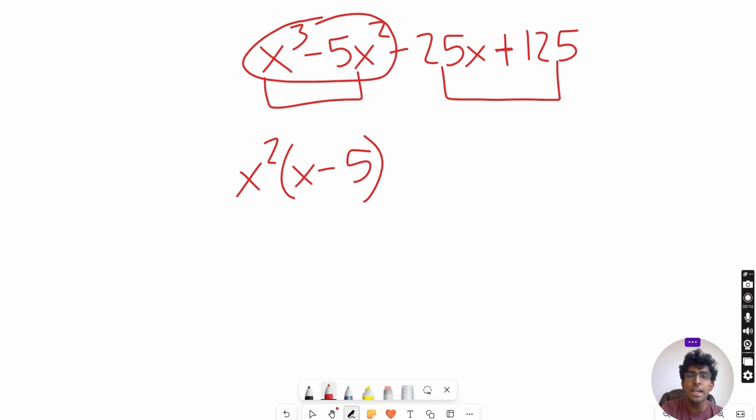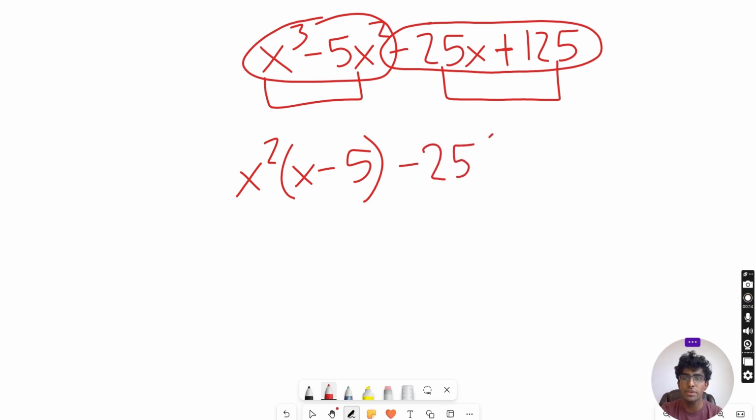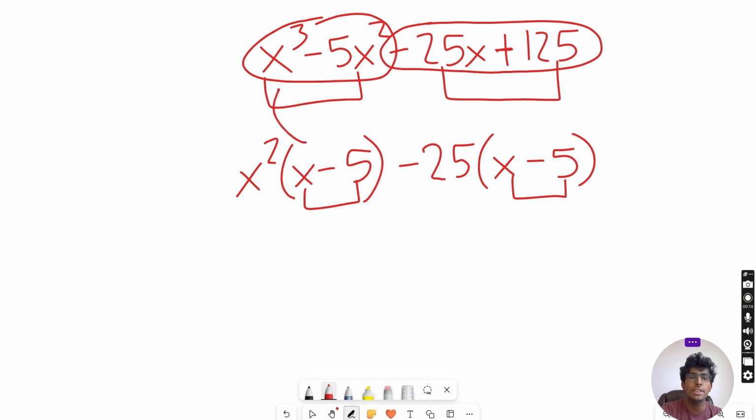And then now, what's the greatest common factor in minus 25x plus 125? So in this case, we're going to do minus 25. And there's a reason why we want to do minus 25 and not positive 25. So when we do that, we'd have x minus 5. Now, I did minus 25 and not plus 25 because we want these inner terms, or inner factors, to be equal to each other. So x minus 5 is a factor of this big polynomial, and we can rewrite this as a factor. So we'd be left with x minus 5 times x squared minus 25.